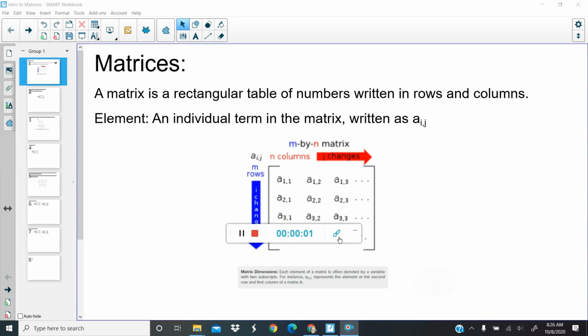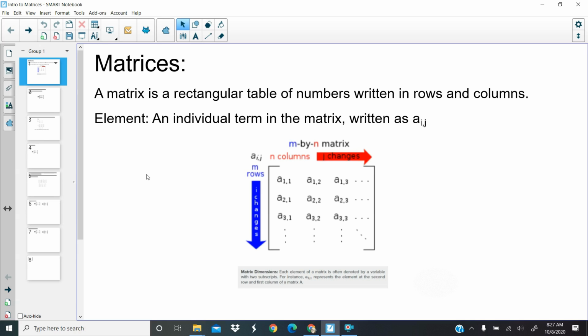Hey guys, today we're going to start a short and simple unit on matrices. Matrices is just the plural form of the word matrix, and a matrix is a rectangular table of numbers, written in rows and columns. Matrices are commonly used in math whenever you're solving systems of linear equations or doing something like that.